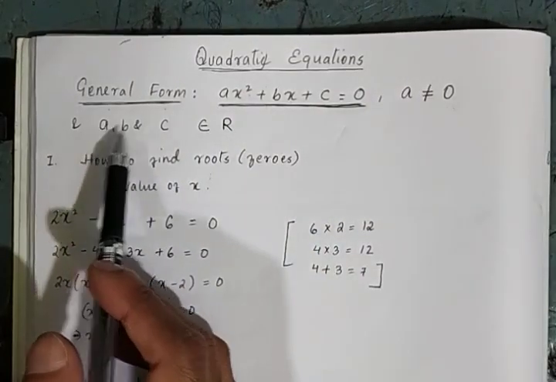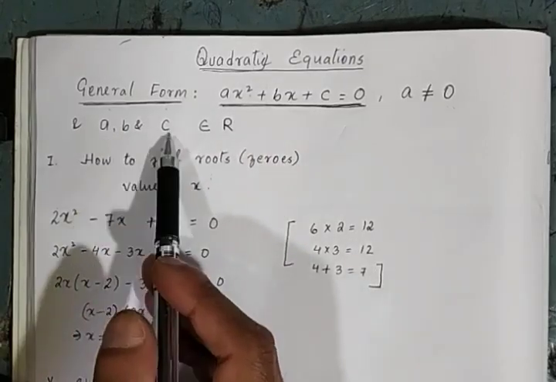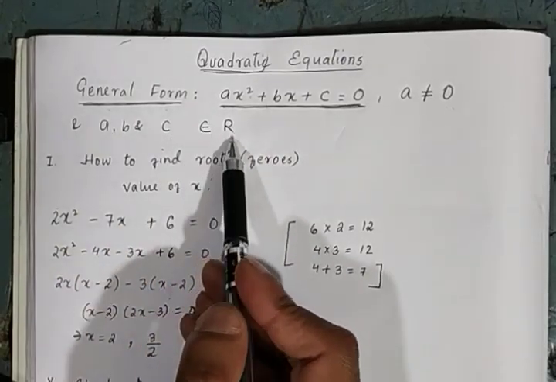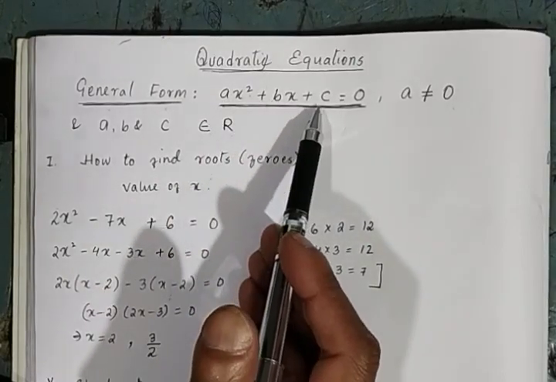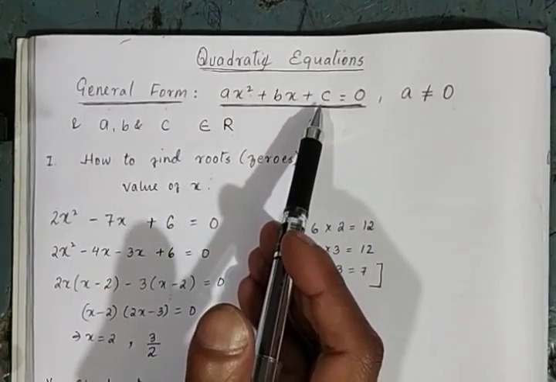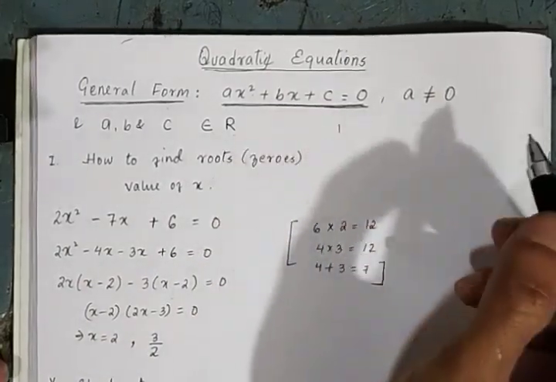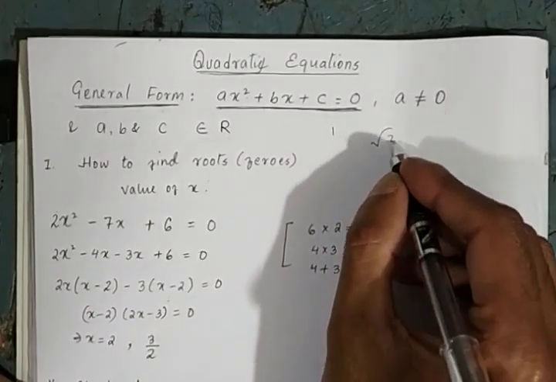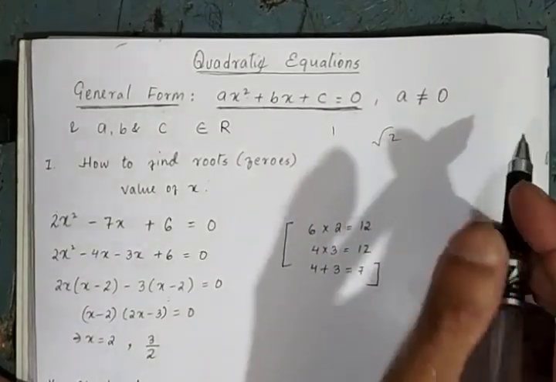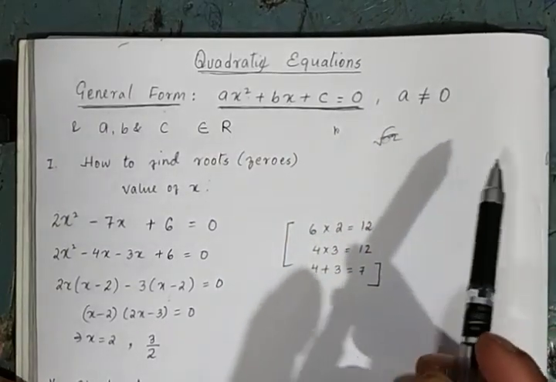And this a, b, c all belong to real numbers. Okay? All these are real numbers. That means they can be any type. It can be a number like 1, 2, 3, or it can be a decimal, a fraction, or root 2, an irrational number. Now this one you don't have to focus on much here.